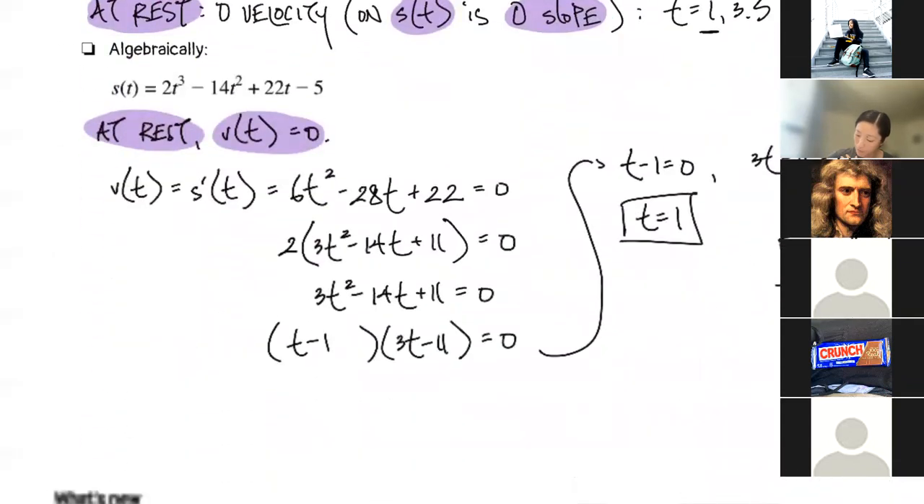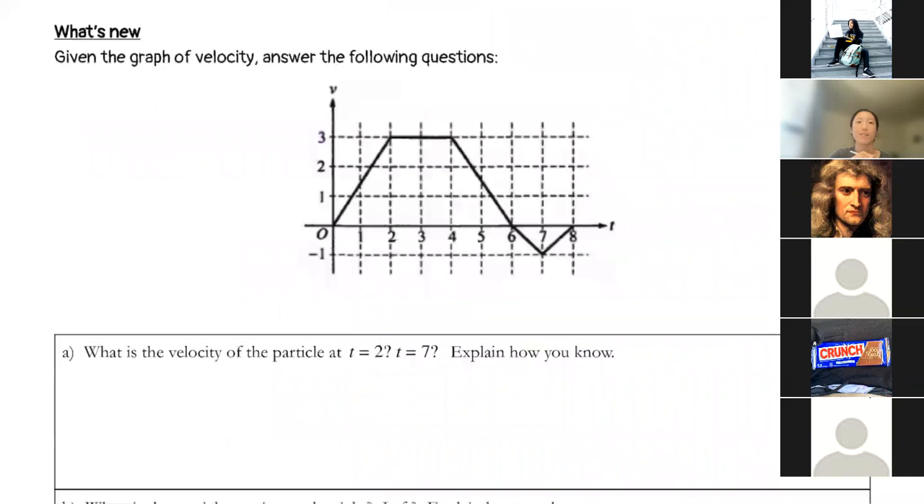Now, before we get there, let's take a look at what's new, okay? And so we're going to work through some questions here, but this time, and this is the most important thing, let's go with like hot pink. This is the most important thing to read in the directions of anything that comes with a graph.